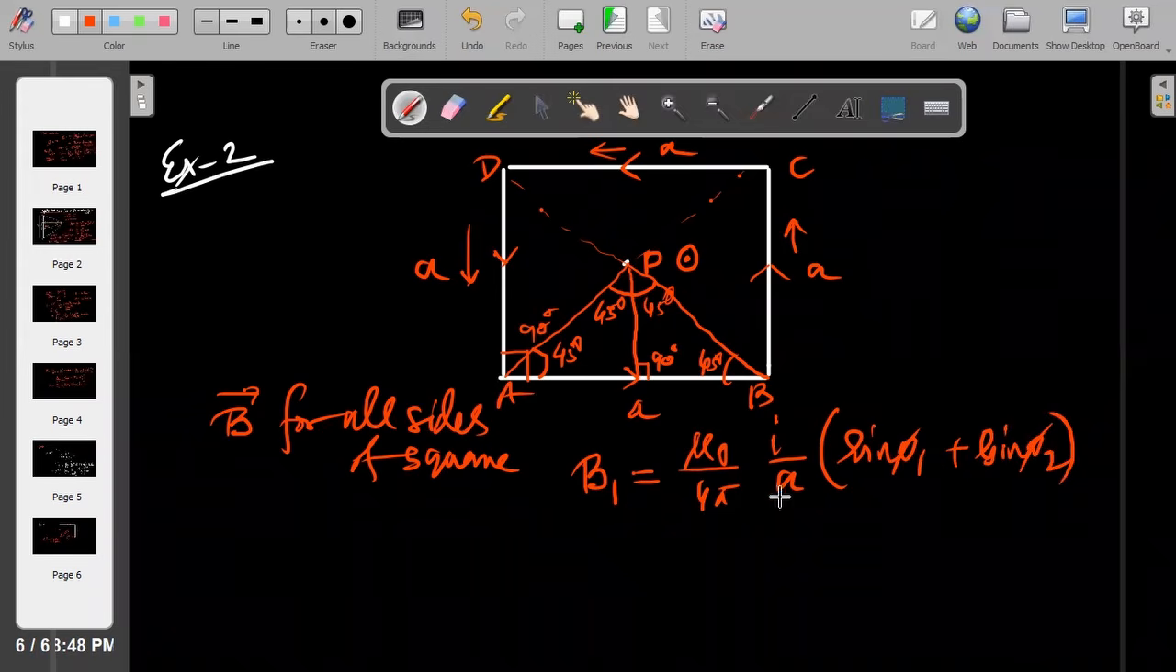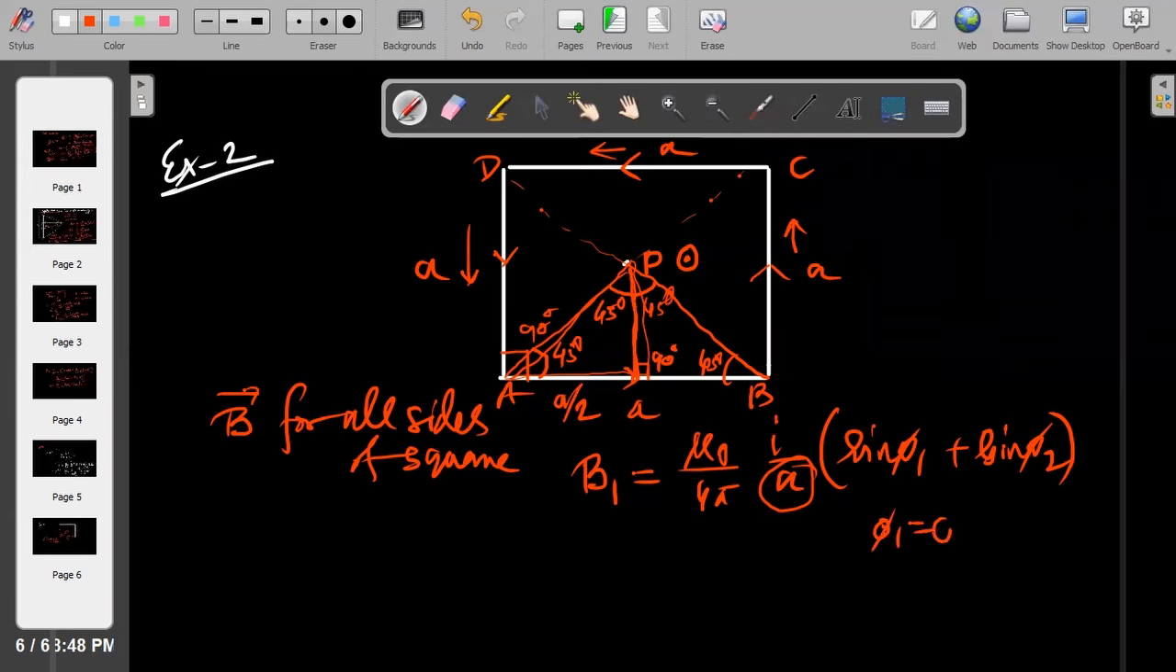And look at this one. This A is now A by 2, right? Because this side is there, where we are just considering this triangle, not the entire one. So these two angles will be what? Phi 1 and phi 2. Phi 1 and phi 2 are the same. This is nothing but 45 degrees. This A will be A by 2 for this side, right?